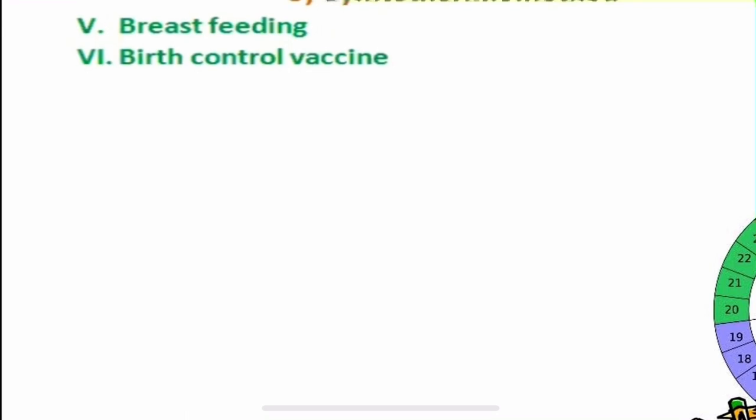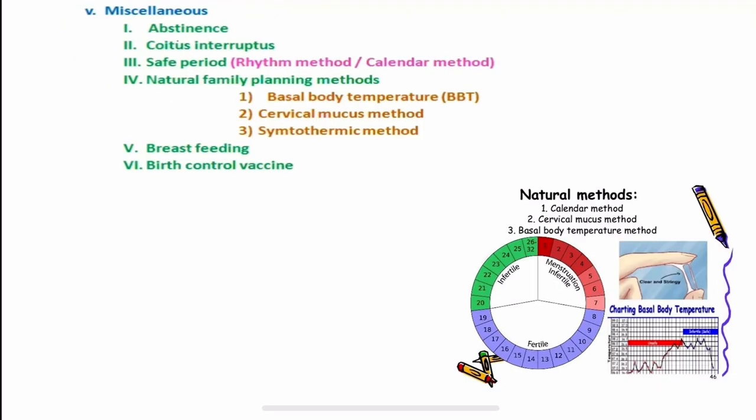Breastfeeding, lactational amenorrhea, plays an indirect role in preventing pregnancy. The birth control vaccine is also considered a miscellaneous method, which acts as a contraceptive by preventing fertilization. So I hope the miscellaneous methods are clear: abstinence, coitus interruptus, safe period, natural family planning method, breastfeeding and birth control vaccine.